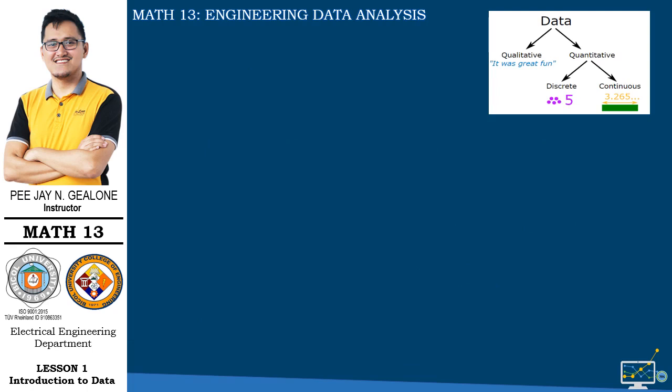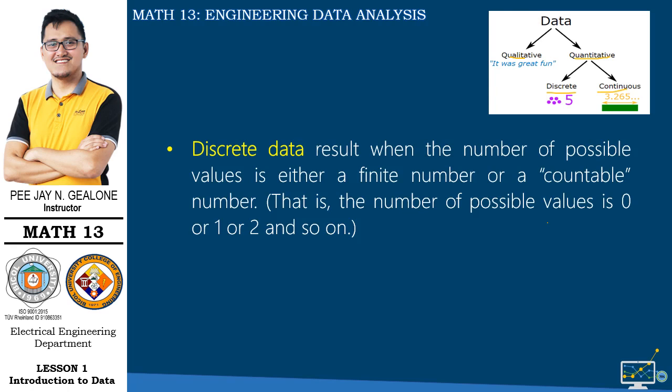Okay, so you'll notice in this particular figure that the data can be divided into two, the qualitative and the quantitative, while the quantitative data can be further divided into two, discrete and continuous. So what do we mean by discrete? Discrete data results when the number of possible values is either a finite number or a countable number. In other words, it's a whole number. That is, the number of possible values of 0, 1, or 2, and so on.